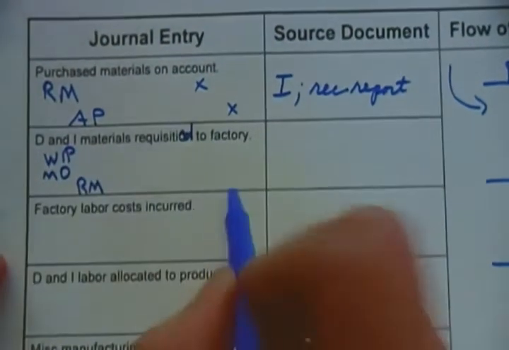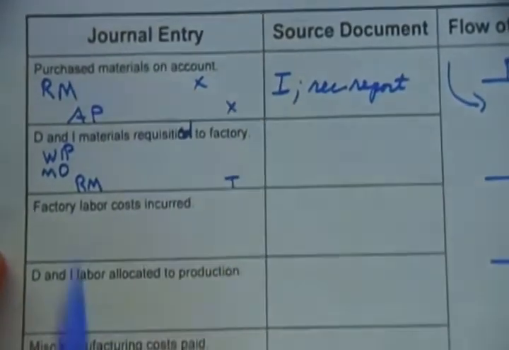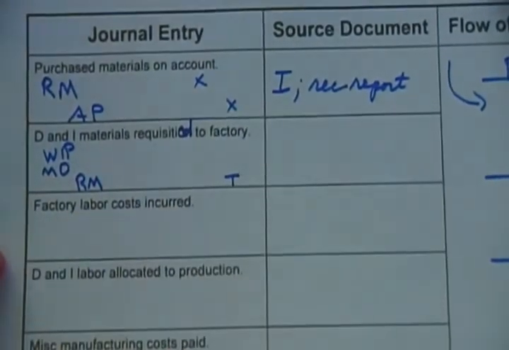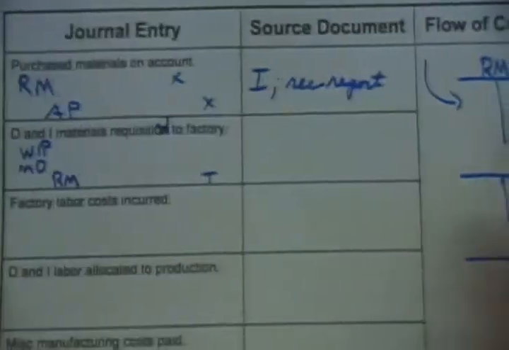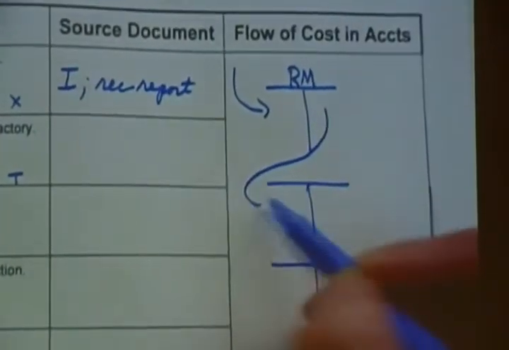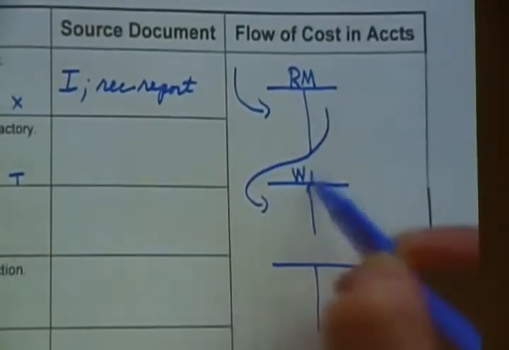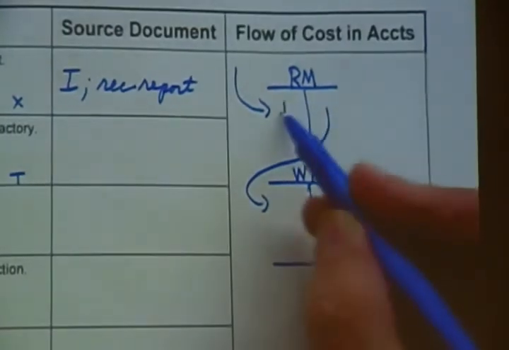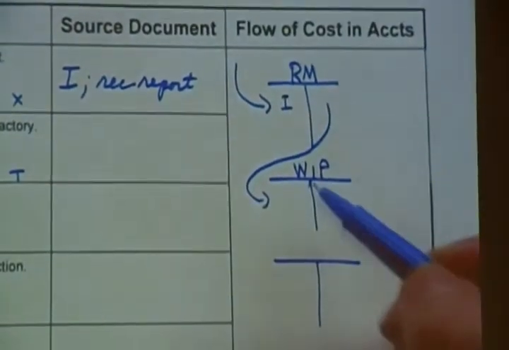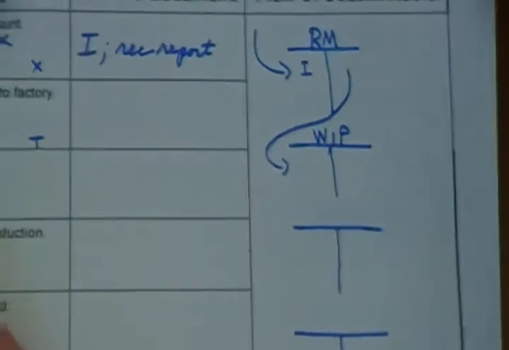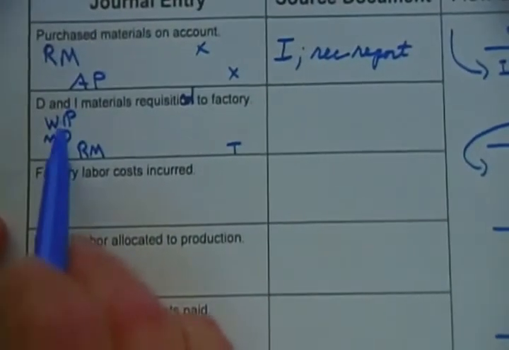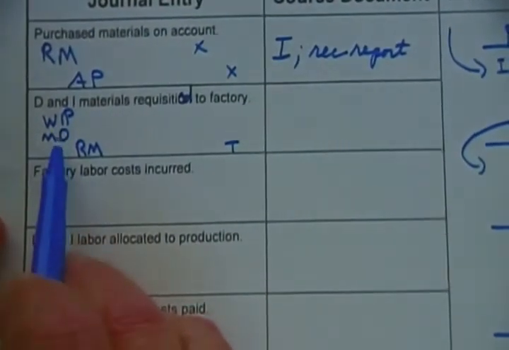So let's distinguish between these two debits then. This credit to raw materials is for the total. All the goods are leaving the materials storeroom. Some are going directly into work in process. This was the invoice. This is going to be the source document we're going to name in a minute. What's the distinction between these two debits? Anybody want to address these?